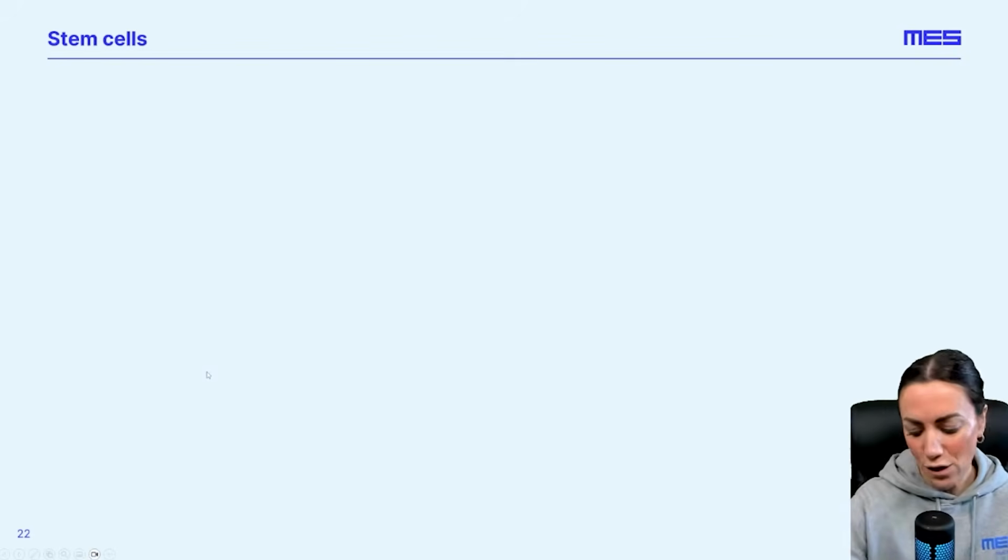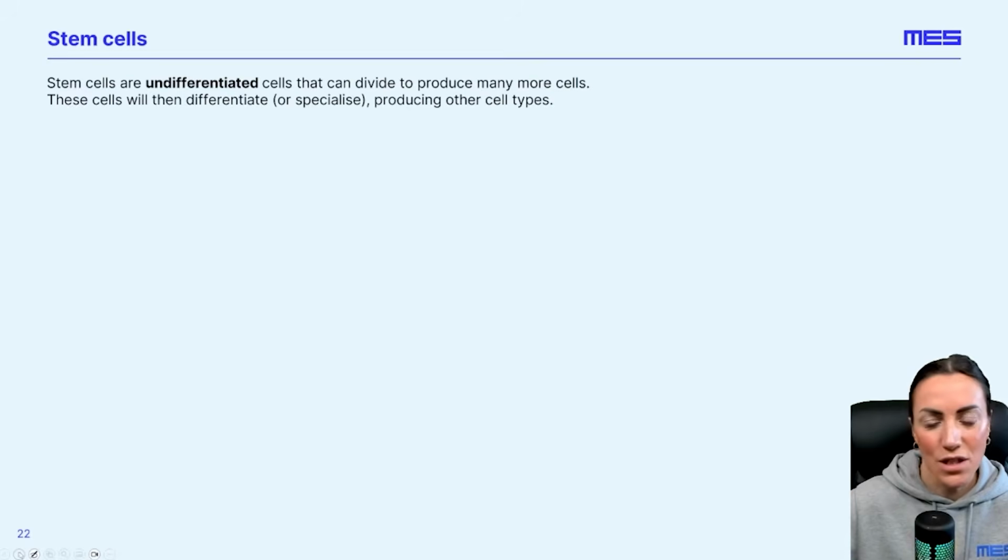The next thing that we need to cover are stem cells. So stem cells are undifferentiated cells. They have not yet specialized. They can divide to produce many more cells, and these cells will then differentiate or specialize, producing other cell types.